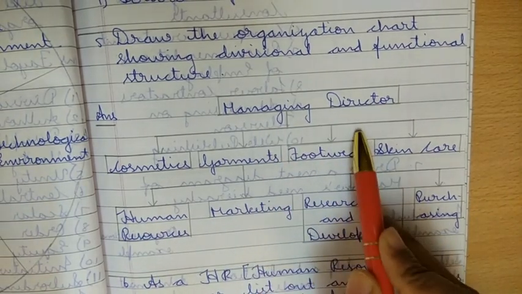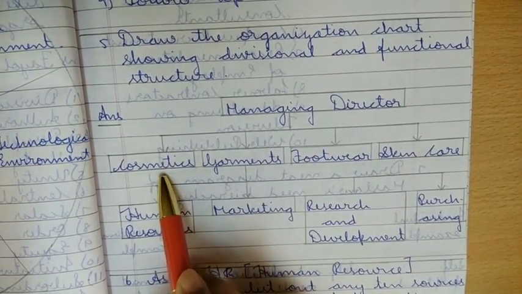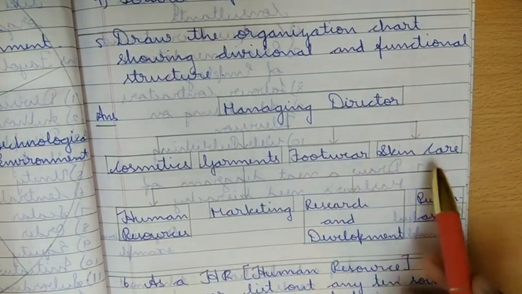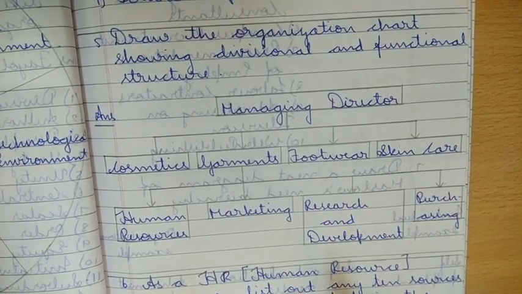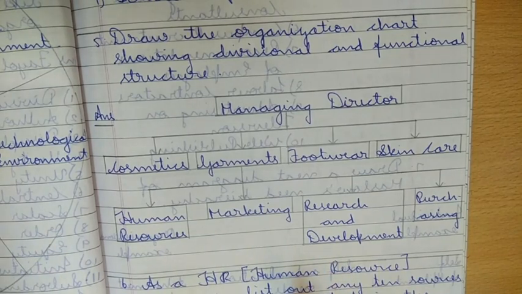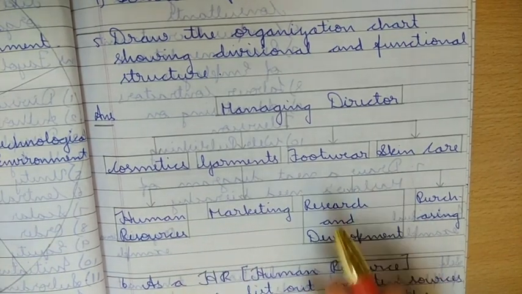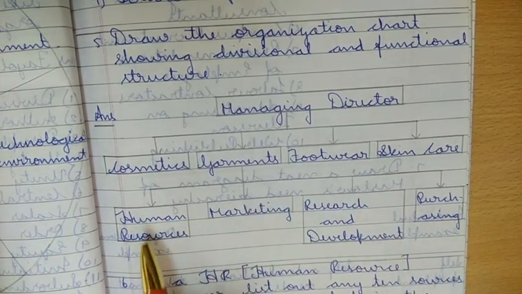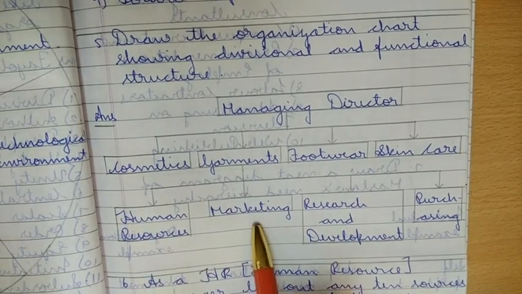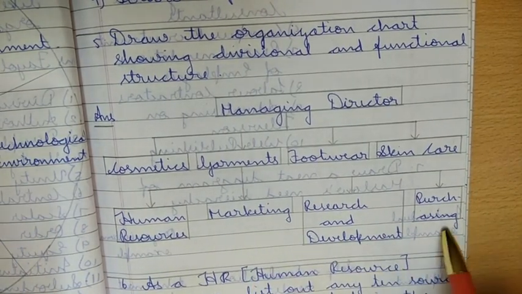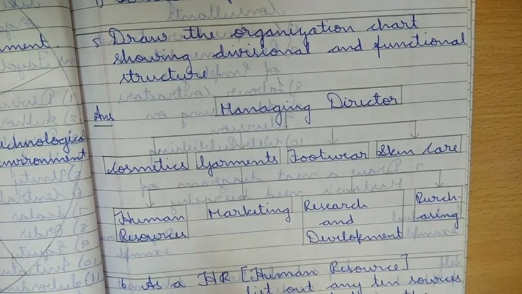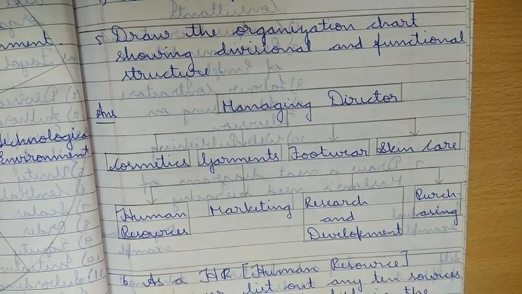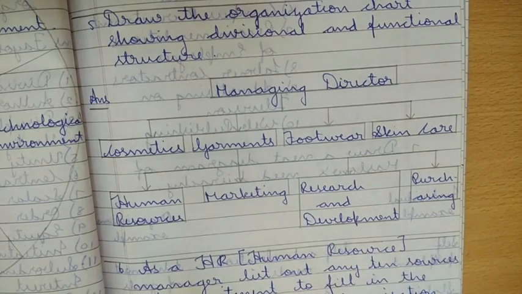So, managing director. Then cosmetics, garments, footwear, skincare. As you know, there are many industries according to this, so generally you may know what the meanings of these are. Then next, under garments, we have human resource, marketing, research and development, purchasing. Okay. So this is from the 5th chapter. But still I will say what the meaning is.